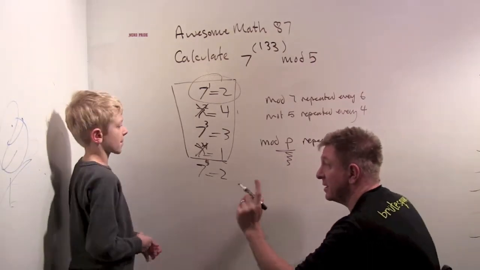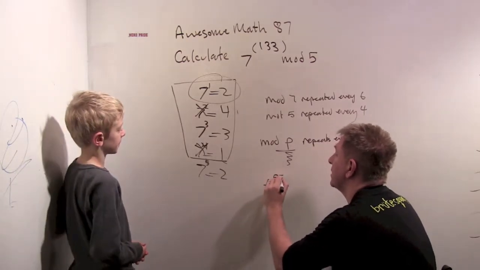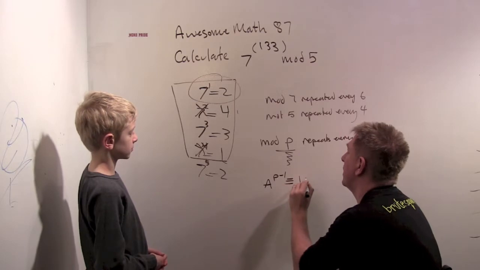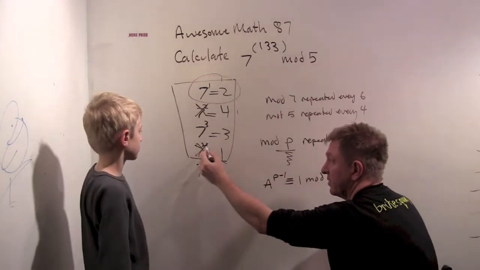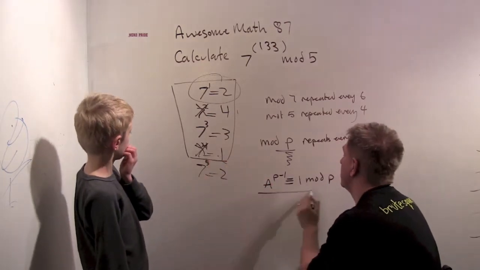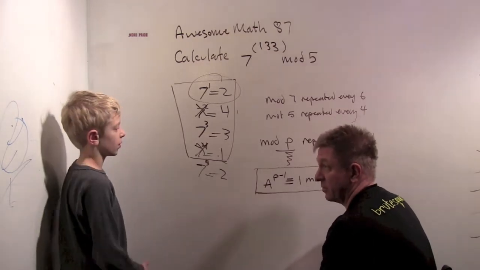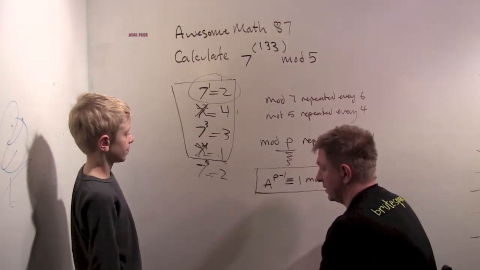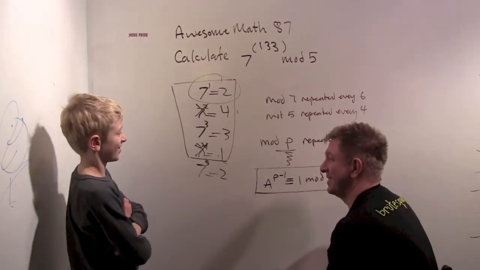And in fact, any integer to the p minus 1 is congruent to 1 mod p. So we saw to the 4th power, 7 to the 4th was 1 mod 5. That's going to be true in general, and this is a theorem that Fermat proved, called Fermat's little theorem. It's just a little theorem.